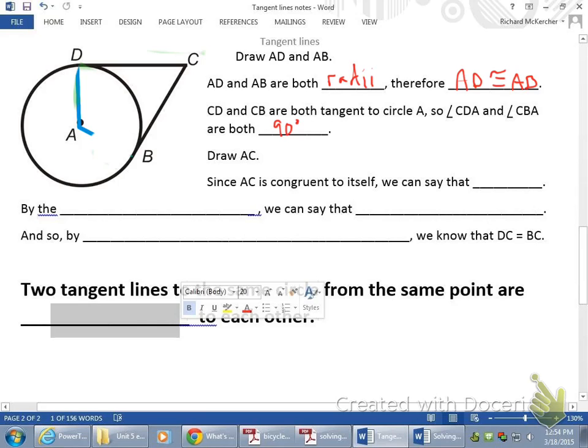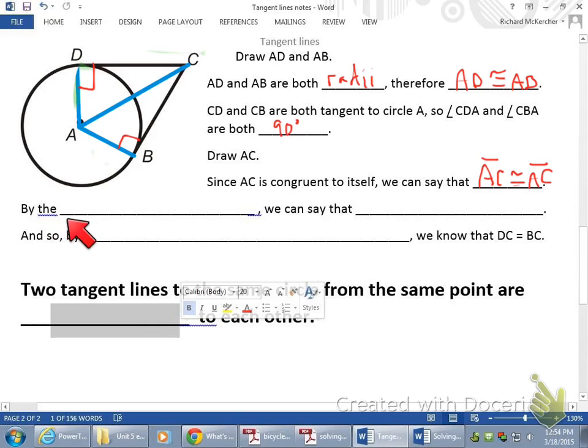Now, I asked you to draw in AC. There was AB from earlier. So I draw in AC. Right here is AC. And I hope you recognize I have triangles now. Now, I did recognize that those two are perpendicular. I have triangles now. So since AC is congruent to itself, we can say that AC is congruent to AC, right?